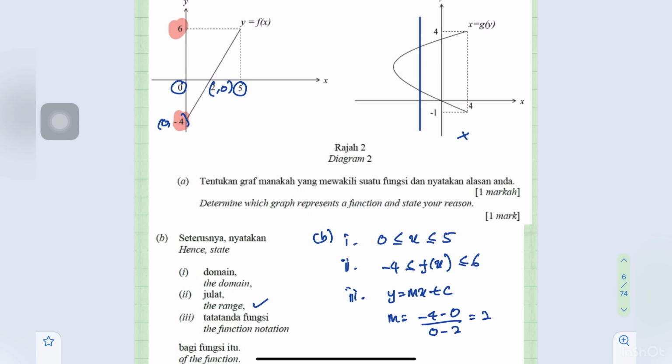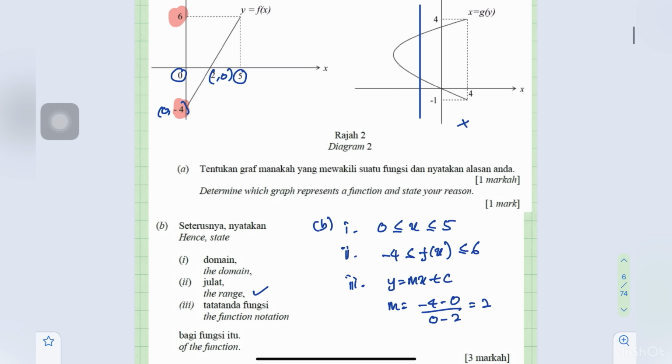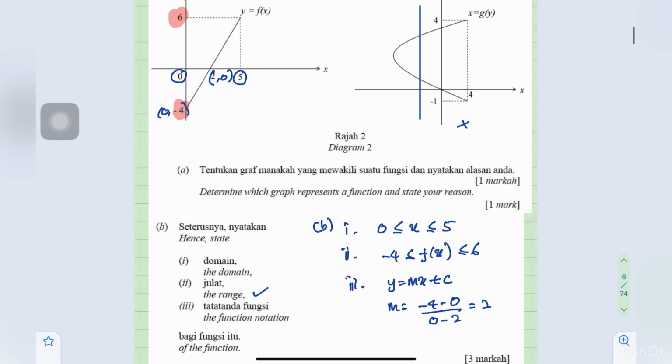Okay, boleh juga guna formula negatif y-intercept bahagi x-intercept untuk cari gradient. Tapi saya guna cara ni lah, y2 minus y1 over x2 minus x1. Okay, so daripada graf kita dah nampak dia punya intercept is negative 4. So, kita teruslah dapat equation dia. So, y equals to 2x minus 4.